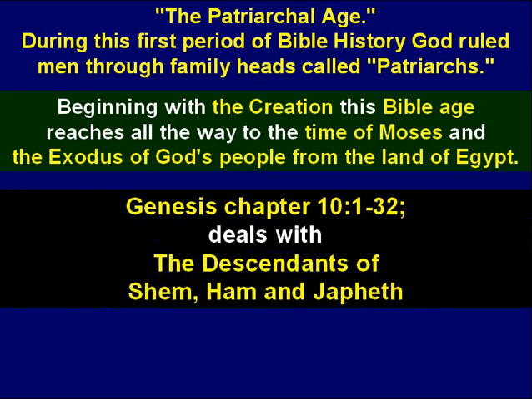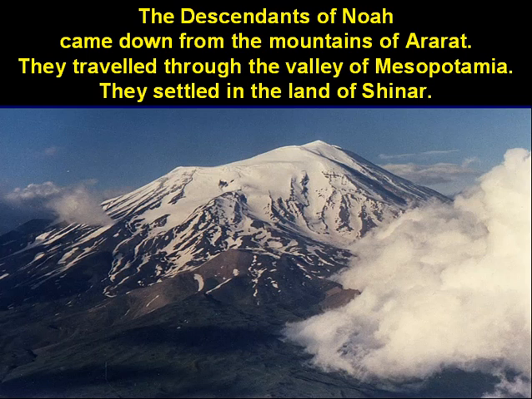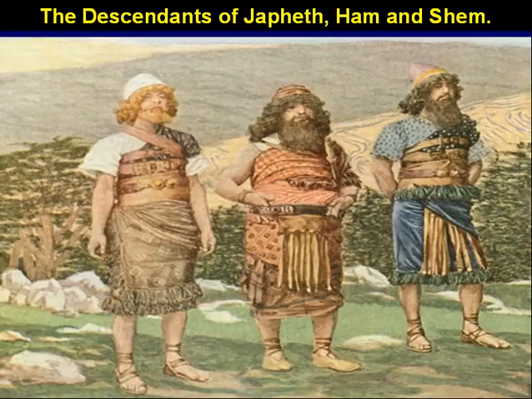Genesis chapter 10, verses 1 to 32, deals with the descendants of Shem, Ham, and Japheth. The descendants of Noah came down from the mountains of Ararat. They travelled through the valley of Mesopotamia and settled in the land of Shinar.